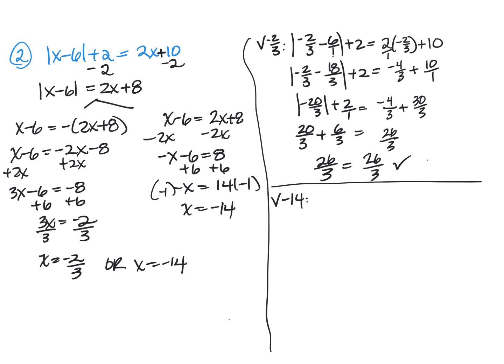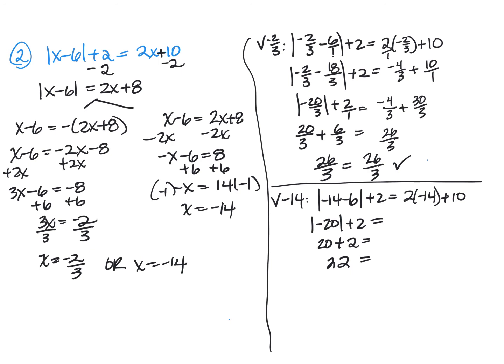Now let's try the second solution, the negative 14. So let's check negative 14, see if it goes as well. So the absolute value of negative 14 minus 6 plus 2 equals 2 times negative 14 plus 10. All right, let's do the left side. So I combine in there, I get negative 20 plus 2. The absolute value of negative 20 is 20 plus 2, and that gives me 22. All right, let's see what happens on the right. 2 times negative 14 is negative 28 plus 10 gives me negative 18. 22 and negative 18 are not equal, so this is not a solution.